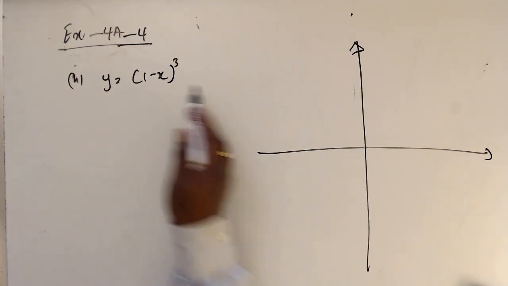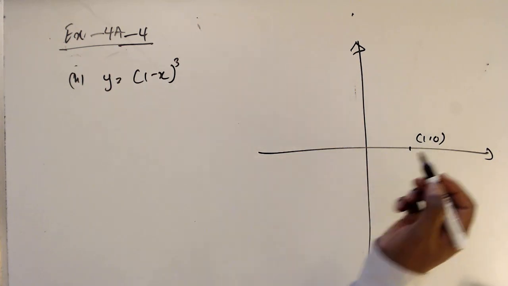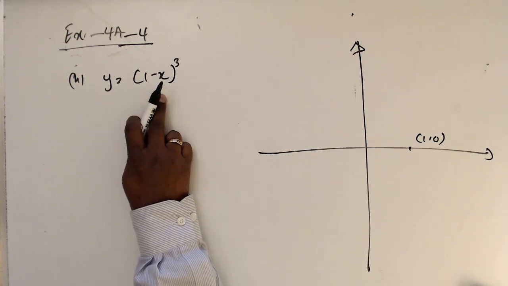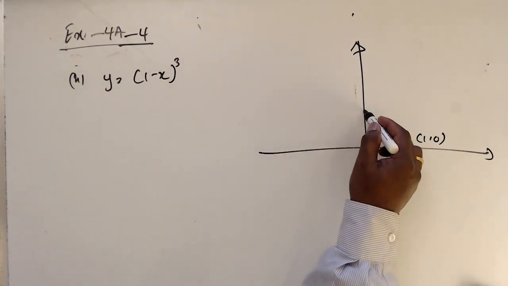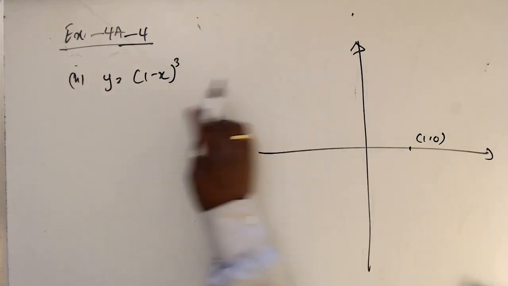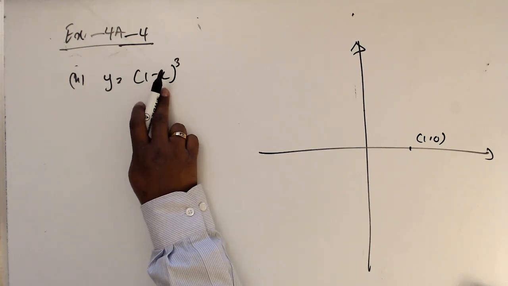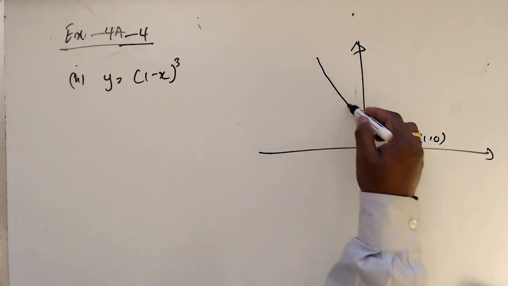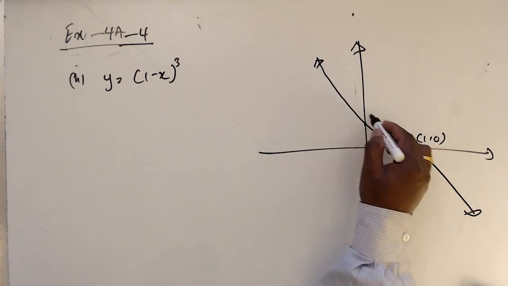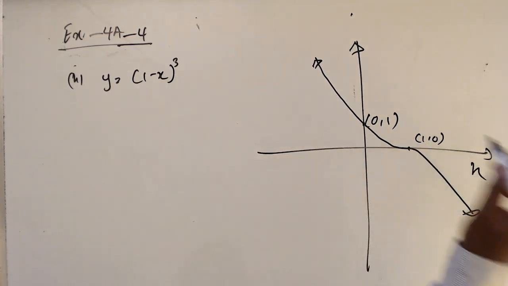x equals 1 is a repeated root. 1, 0 is a root. And when x equals 0, y equals 1. So 0, 1, it goes through 0, 1. And this is a negative gradient, the coefficient of the x cubed term is negative. So this is 0, 1. When x equals 0, y equals 1. So this is x and this is 1.